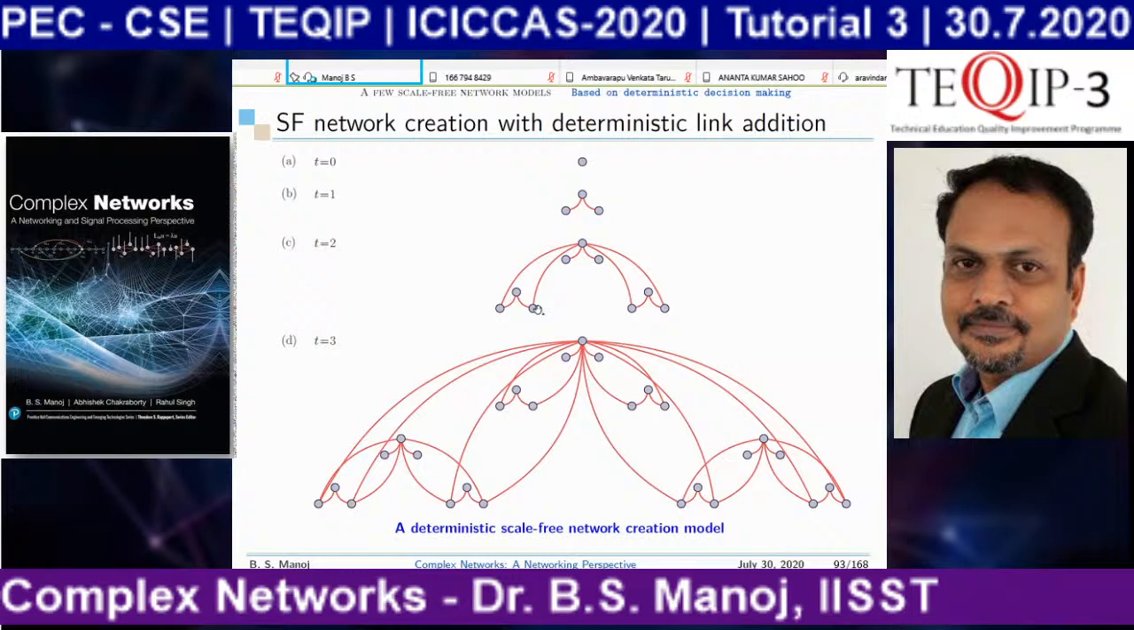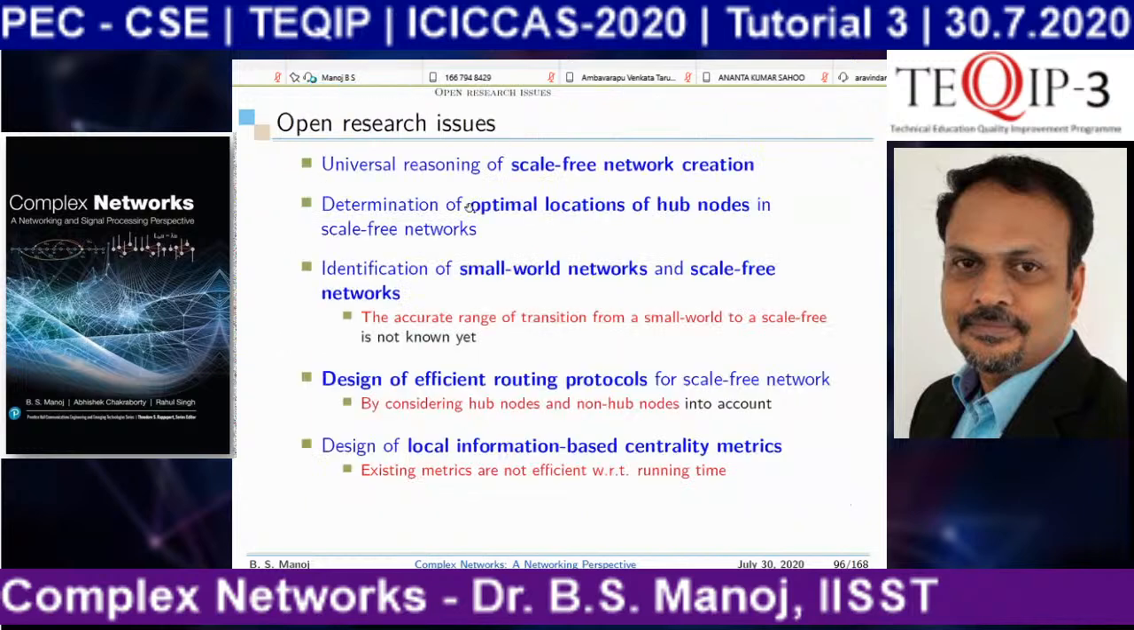So, in fact, there are a lot of open research issues in these areas. One is what is the reason for scale-free network creation in many real-world networks? How do we find the optimal location of hub nodes in a scale-free network? Or how do we identify a network in a clearly quantified way as a small world or scale-free network? We still use some references or inferences like APL and degree distribution, but it's not easy to quantify every network into one of these categories. Also efficient routing protocols for scale-free network design, and community identification. Let me stop with this for any reference.